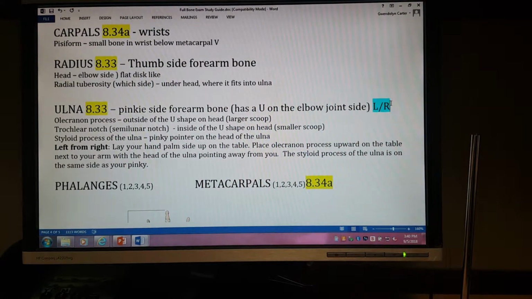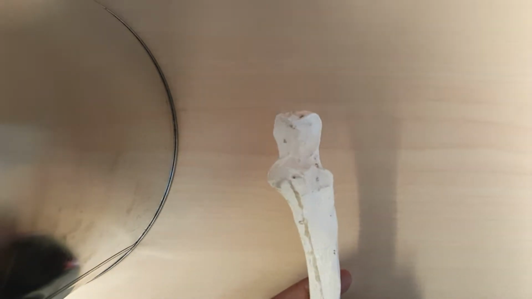In order to determine your left versus your right for your ulna on your lab table, you'll be able to do this during the middle of the test. The instructions on your study guide say to lay your hand palm side up on the table, and then place your ulnar process upward. On your ulna, your ulnar process is going to be the one that has the larger scoop to it. Thinking like, okay, this one has the larger amount of ice cream I can get out of there, versus on the other side is your trochlear notch, a lot smaller portion size.